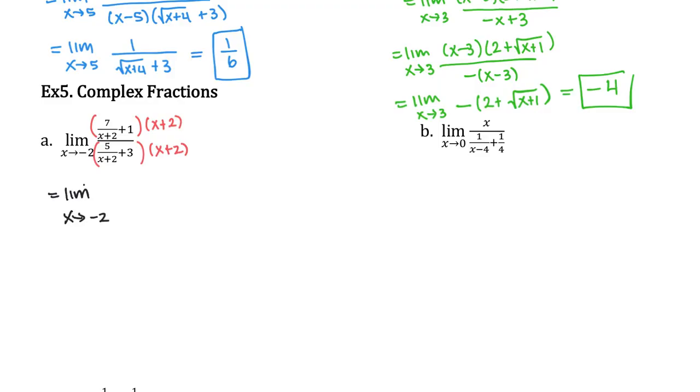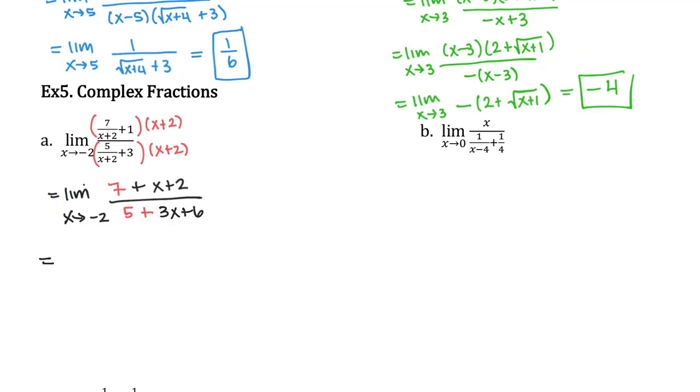Now let me go ahead and distribute this. If I do 7 over x plus 2 times x plus 2, the x plus 2's cancel, so I'm left with 7 plus the x plus 2 times the 1, which is going to be x plus 2. Let me distribute in the denominator now. If I do 5 over x plus 2 times x plus 2, the x plus 2's cancel, and I'm just left with 5. And if I do 3 times x plus 2, I get 3x plus 6.